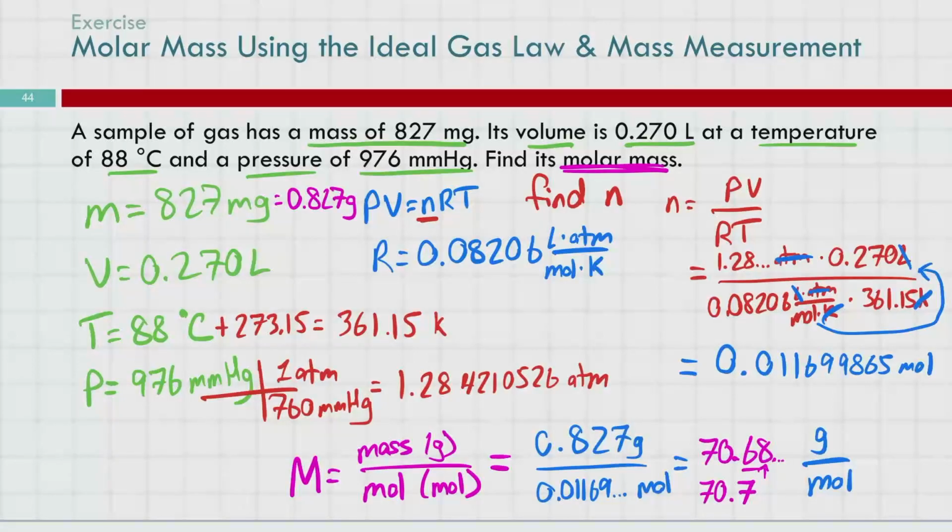The fun bonus question, what's the identity of the gas? You might think that it's gallium, because gallium has a molar mass of 69.72. Gallium's not going to be a gas at 88 degrees Celsius. This is probably chlorine, because chlorine exists as Cl2. It's pretty close to that.